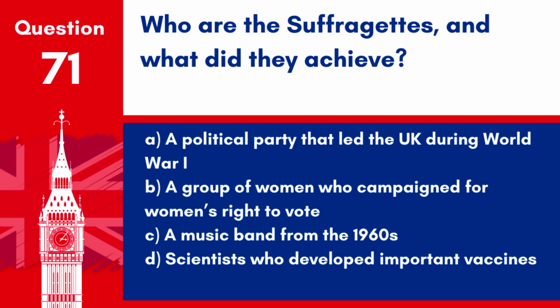Question 71. Who are the suffragettes and what did they achieve? A. The political party that led the UK during World War I. B. A group of women who campaigned for women's right to vote. C. A music band from the 1960s. D. Scientists who developed important vaccines.